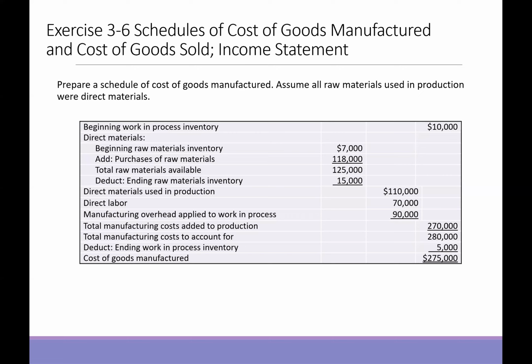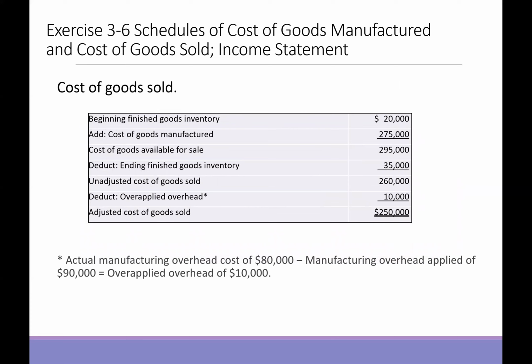If we know our ending balance in work in process is 5,000, then we know through the year, through the month, we manufactured 275,000. Again, guys, the key is to know the details of these statements.